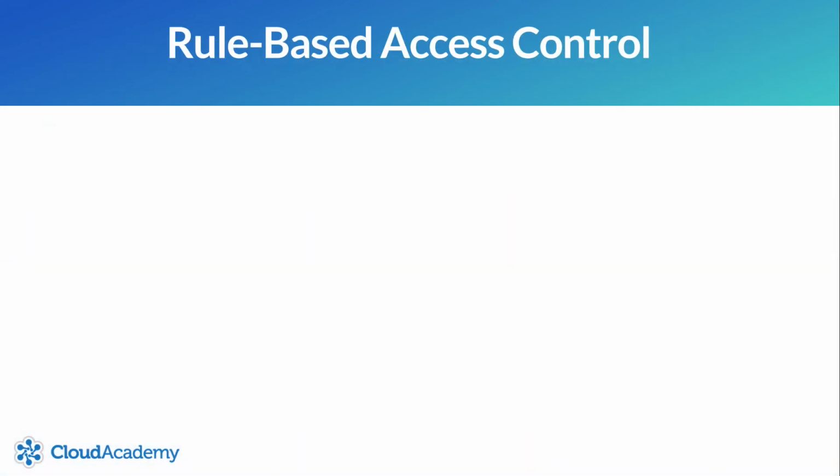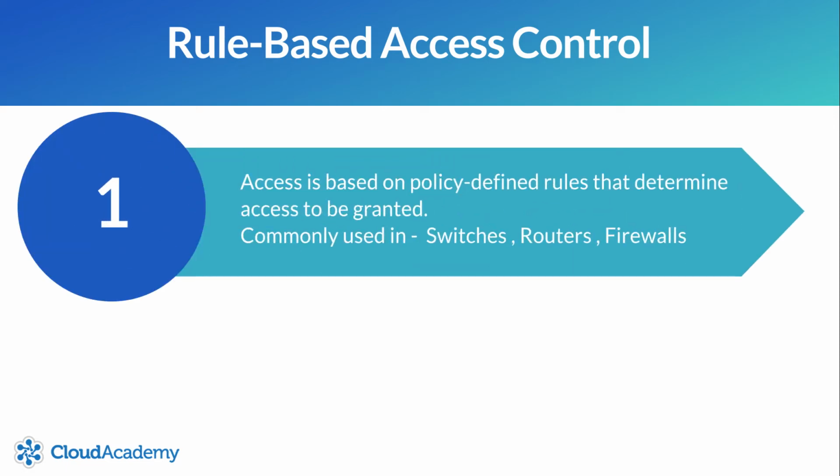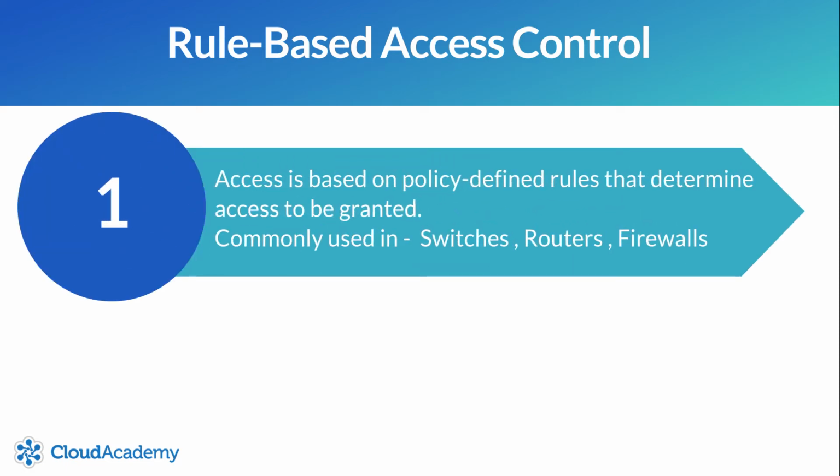We have a rule-based access control system. Now, the access is based on policy-defined rules that determine access to be granted to the subject. We commonly find these in many of our network machines, such as switches, routers, and firewalls.